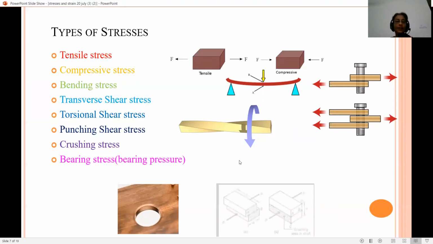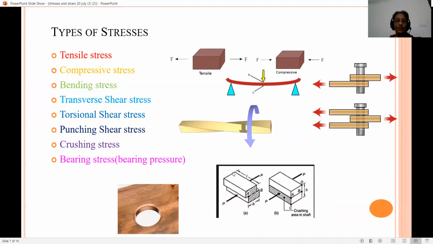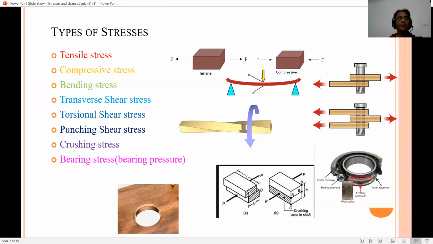Then we will see crushing stress. Crushing stress, this is an example of a key under crushing stress. And last we are going to study bearing stress or bearing pressure. So students, I hope you have enjoyed learning this, and we are going to discuss all these types of stresses in detail in the next lecture.